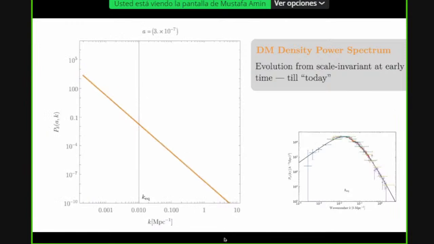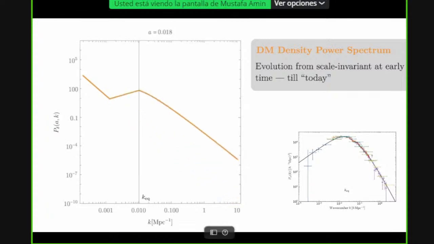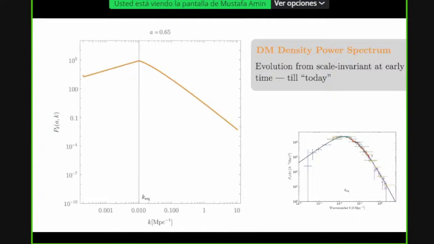even more, I'm now going to show you the same movie, now with P of delta, not k cubed P of delta. Remember, it's scale invariant, so you divide by k cubed, so it should start with a k cubed slope. And now, okay, so this is how the power spectrum evolves and gets to where it is today.